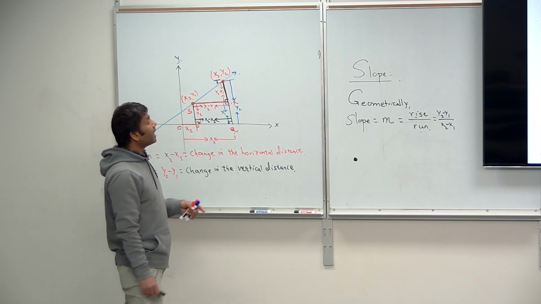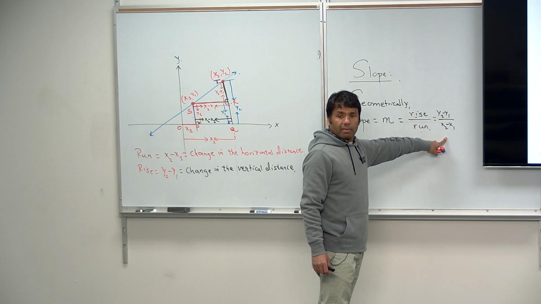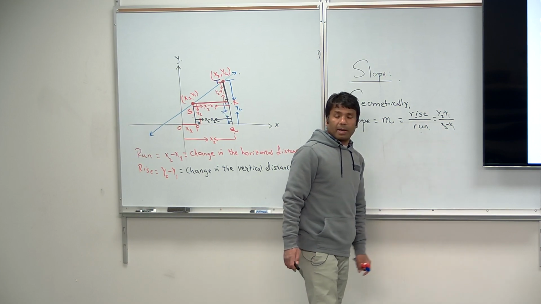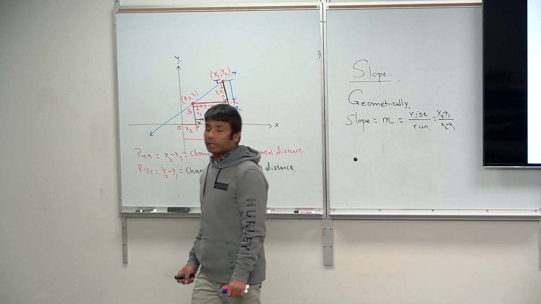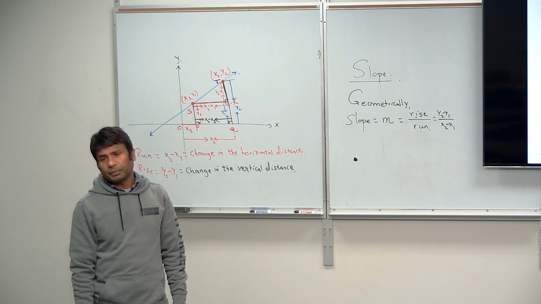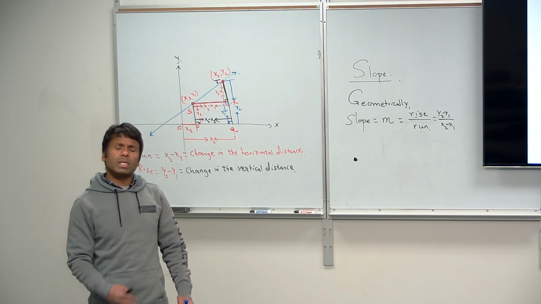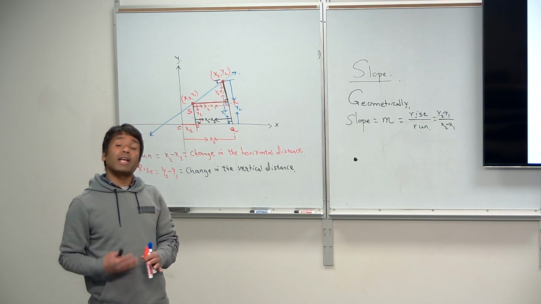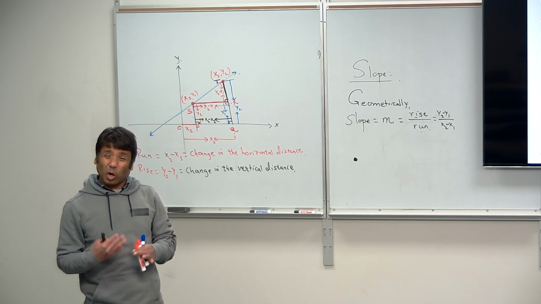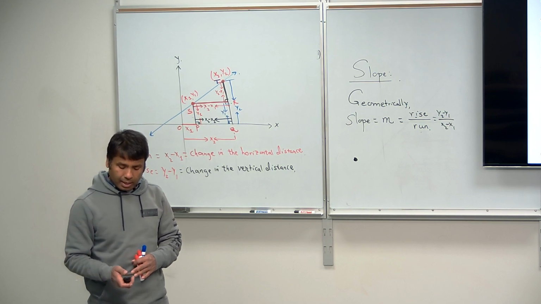And then x2 minus x1 cannot be 0, okay? Because this is in the denominator, right? Denominator cannot be 0. If the denominator is 0, then the slope will be undefined. That makes sense? The denominator being 0 means your change in horizontal distance, which is run, is 0.